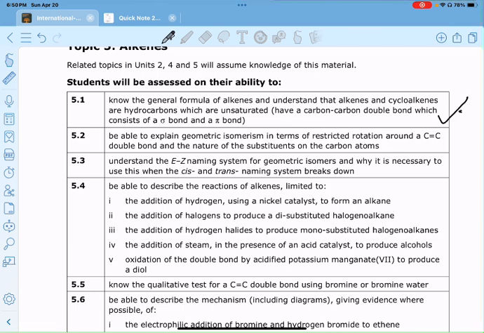Let's move a bit more quickly. 5.2, be able to explain geometric isomerism in terms of restricted rotation around carbon-carbon double bonds and the nature of the substituents on the carbon atoms.